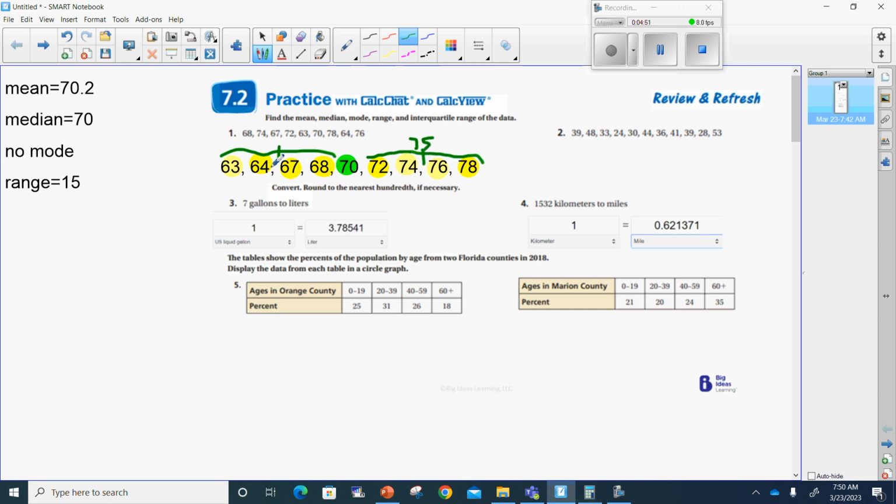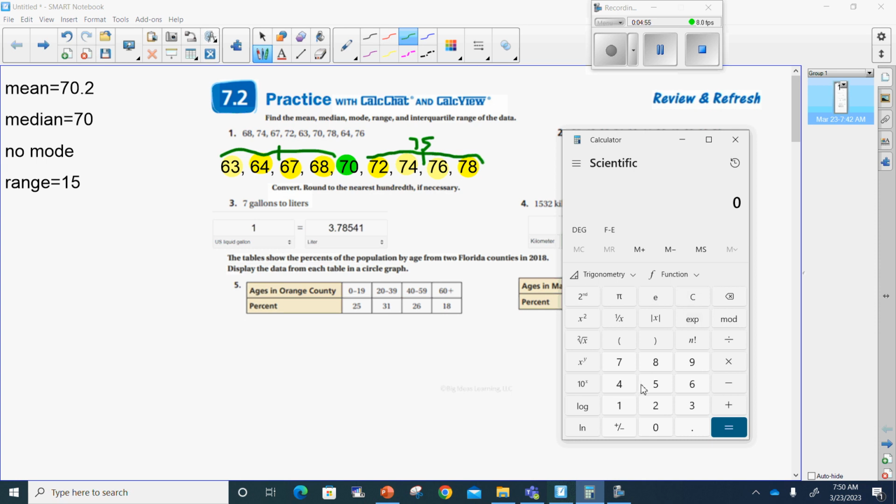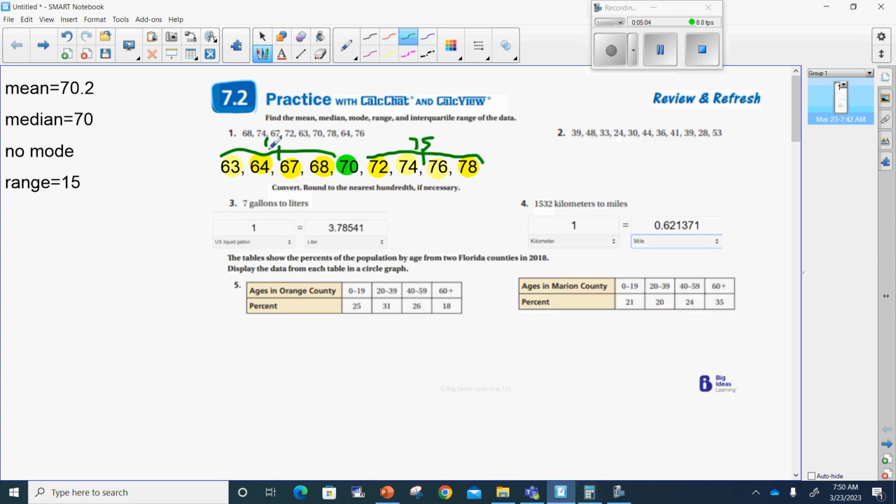And now I've got 64 and 67. So I'm going to take 64 and add it to 67, then divide by 2. That gives me 65.5.